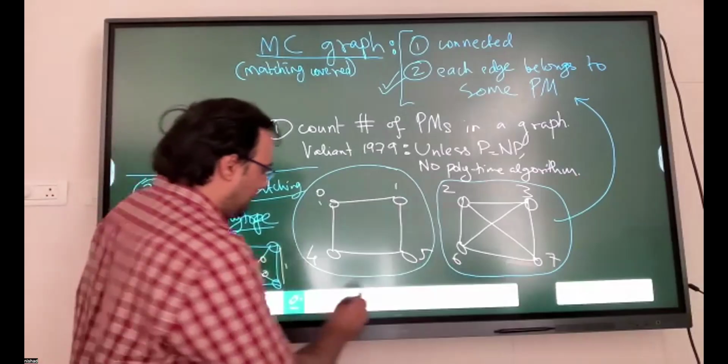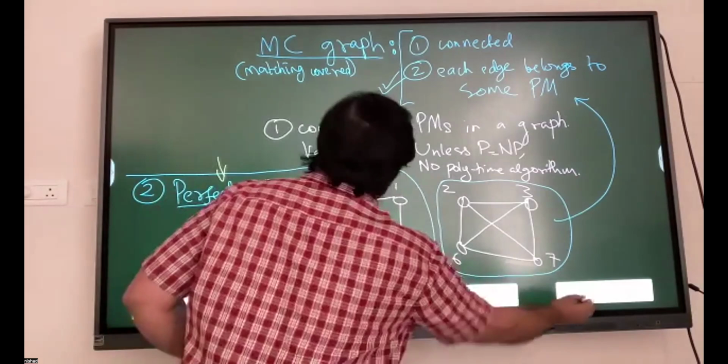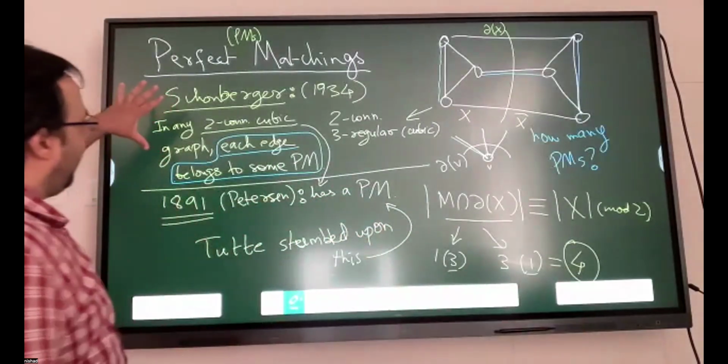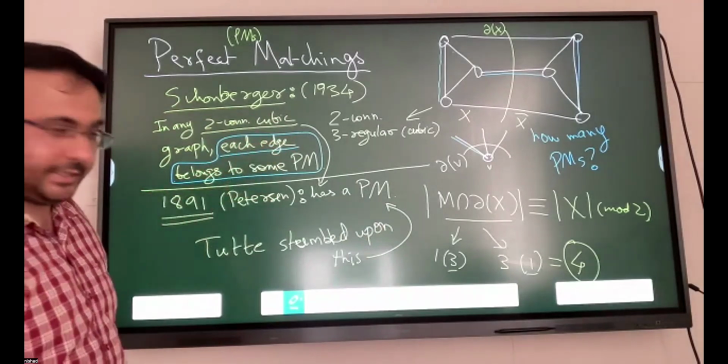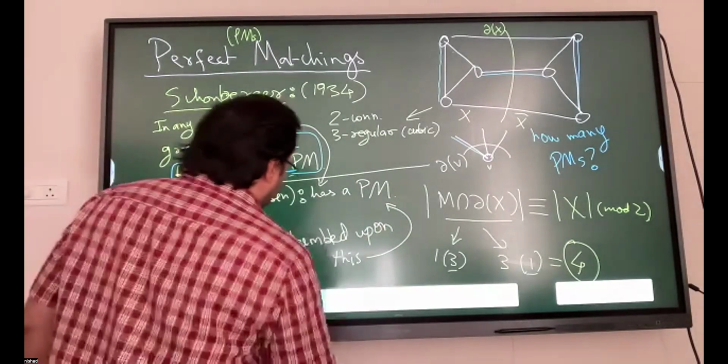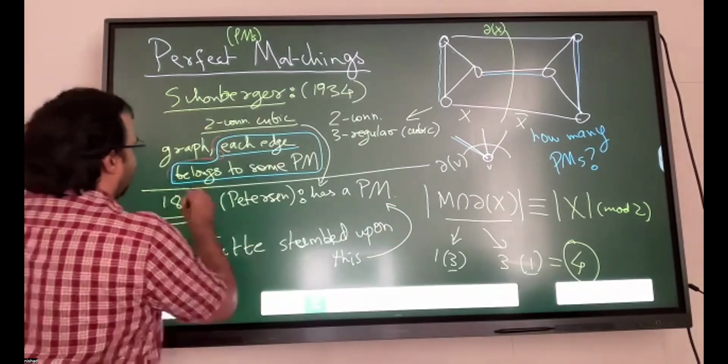Okay. If not, let us restate the theorem from the previous page. On the previous page, we wrote down, in any two connected cubic graph, each edge belongs to some perfect matching. Now I can rewrite this saying that every two connected cubic graph is matching covered.